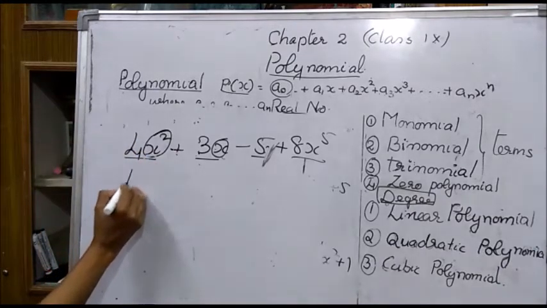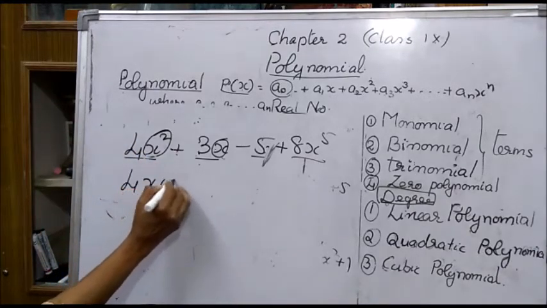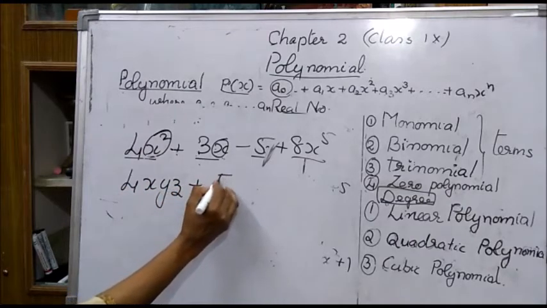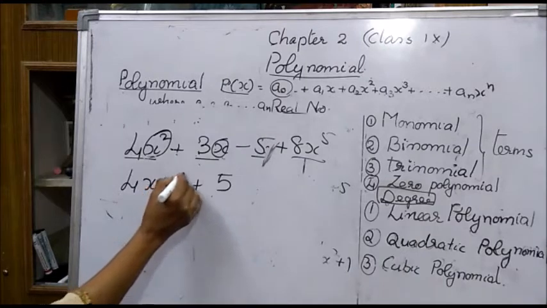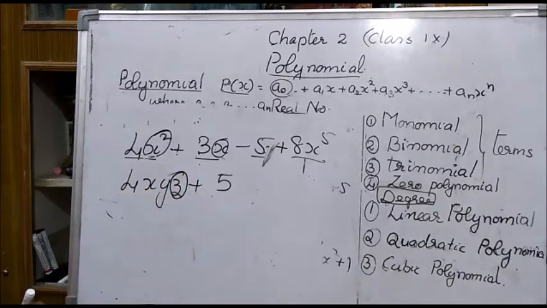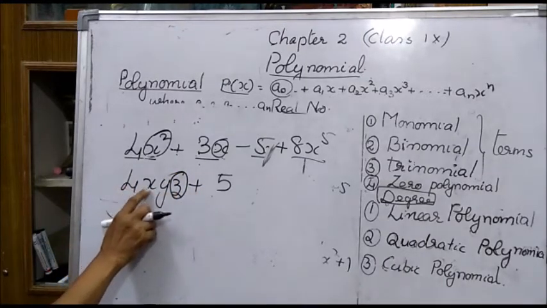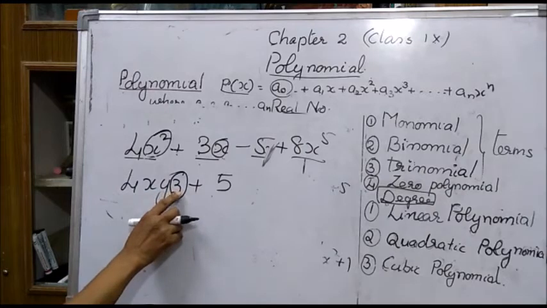If a question comes like this, plus 5, find the coefficient of set. So we need the coefficient of set. So 4xy is the coefficient of set.